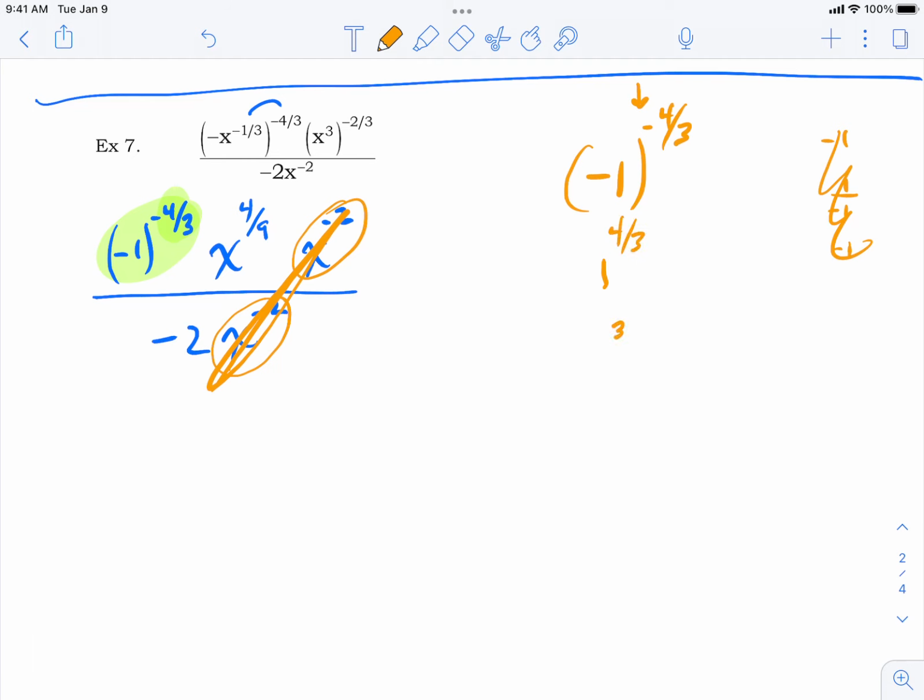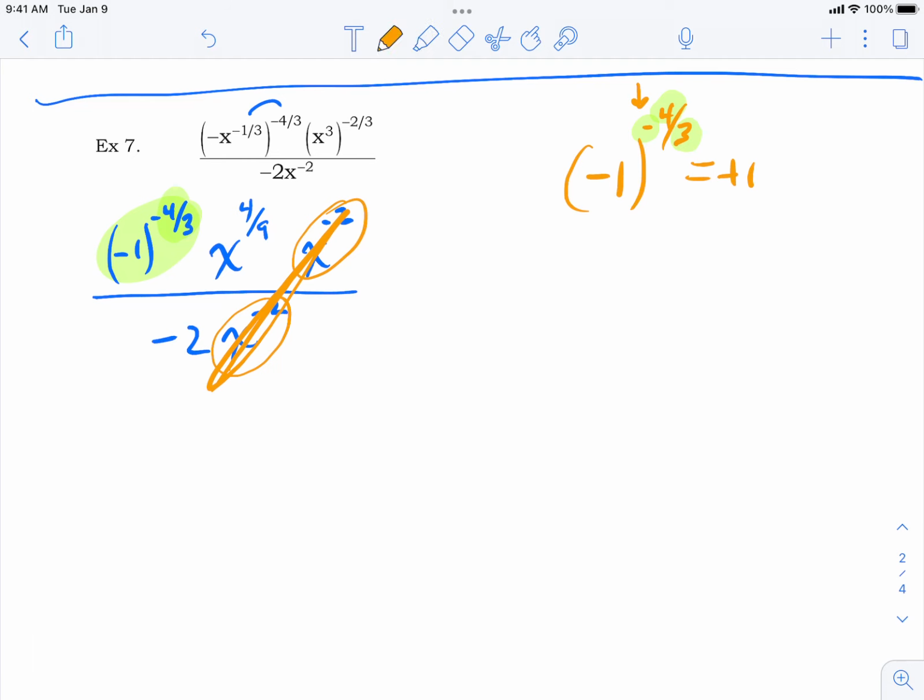The 3 means I should be taking the cube root of 1, and the 4 means raise it to the 4th power. Well, the cube root of 1 is 1, and you raise that to the 4th power, it's still 1. That's just equal to positive 1. That's kind of cool. So the negative 1, since it's raised to a cube root, is going to stay negative. But since it's also raised to an even power, that makes it positive. And flipping over a 1 doesn't change it. It's still a 1. So it's just a positive 1.